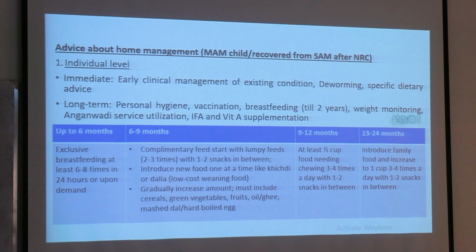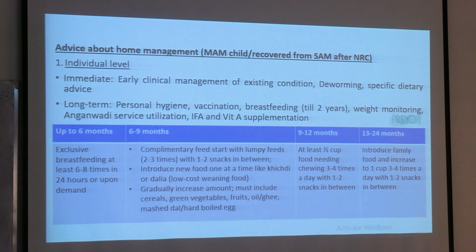Then at 9 to 12 months, at least half a cup of food needing chewing, 3 to 4 times a day with 1 to 2 snacks in between. And in the second year, 13 to 24 months, introduce the family food and increase the cup to 3 to 4 times. So 3 to 4 times a day, 1 cup of food is consumed by the child. That is the adequate gradual introduction of complementary food, and at the end of 24 months, the child is introduced to proper food that is consumed by the family members as well, and breastfeeding is stopped at the end of 2 years. So that is for the individual level. Depending on the age of the child, you can advise like this.